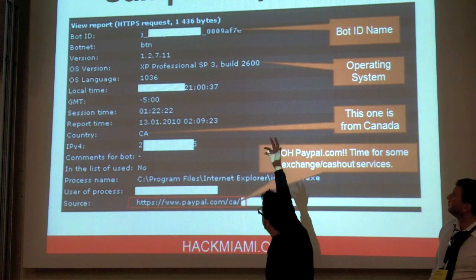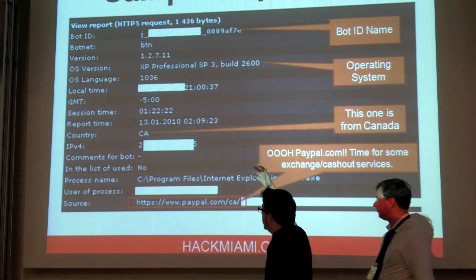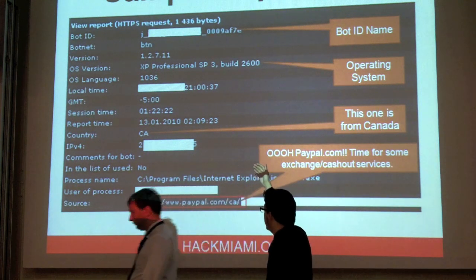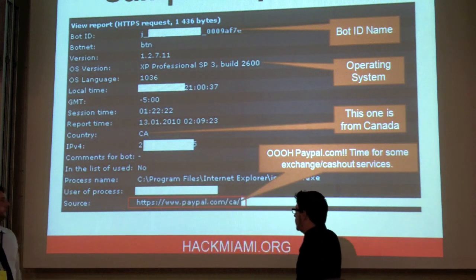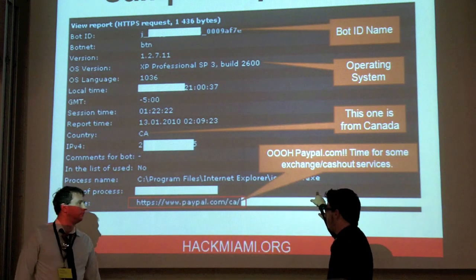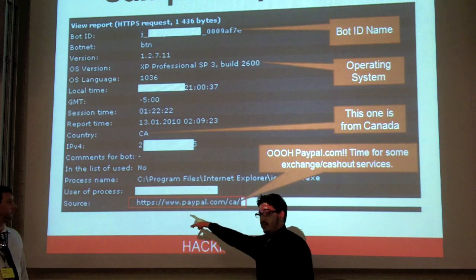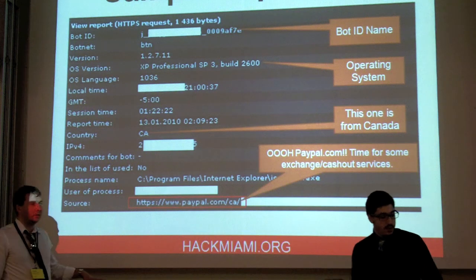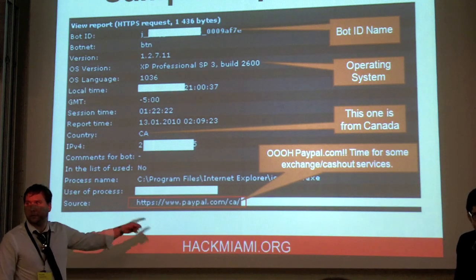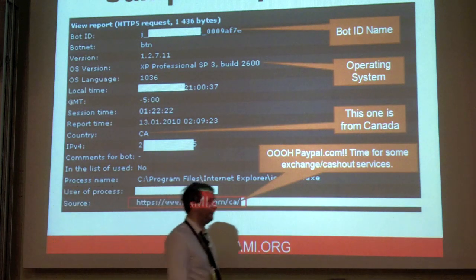It gives you all the system information. It will also give you the IP and the process that it is injected into. Here you can see it's Internet Explorer, and then it gives you the source of the post request that this is a log for. It's about $100. As you can see, that's a Canadian PayPal account.